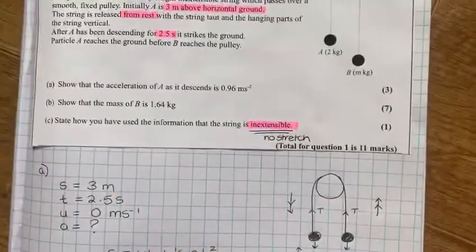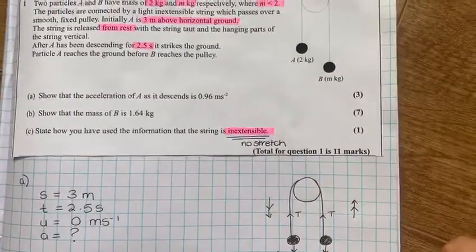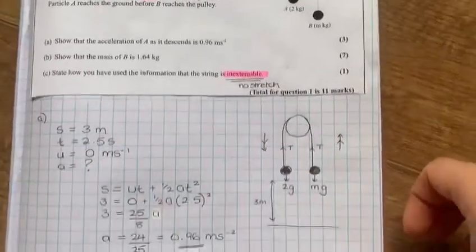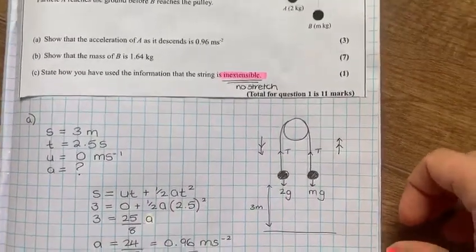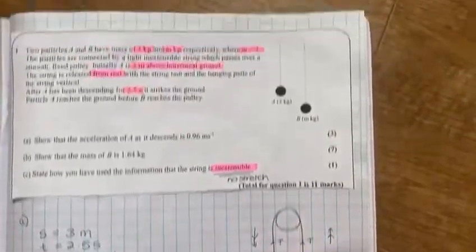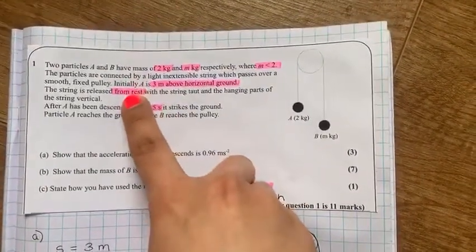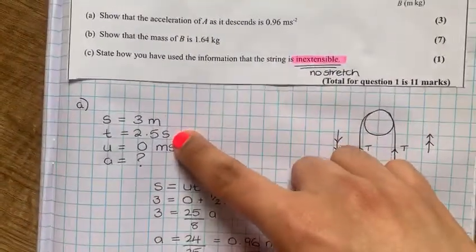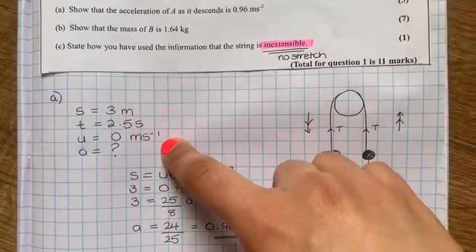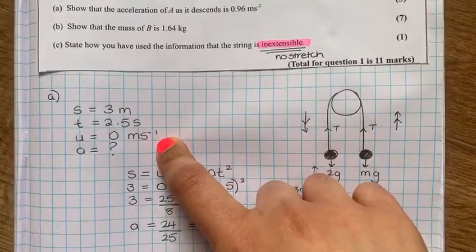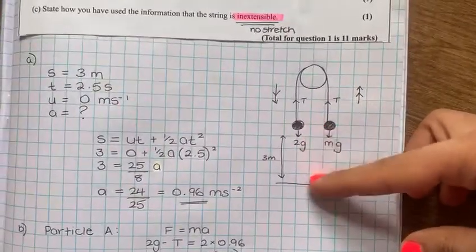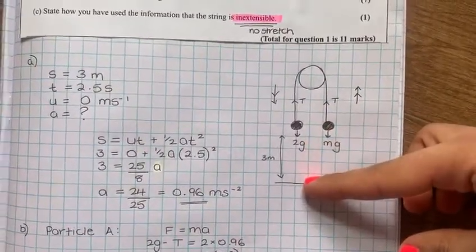So in part A, they're asking me to show the acceleration of A as it descends is 0.96 meters per second squared. What I know is that my object starts from rest. I'm told that here. And it takes 2.5 seconds to hit the ground. So my time is 2.5 seconds. My initial velocity is 0 meters per second, and the displacement is 3 meters because I was told that my object was 3 meters above the ground. So it's taking 2.5 seconds to hit the ground.